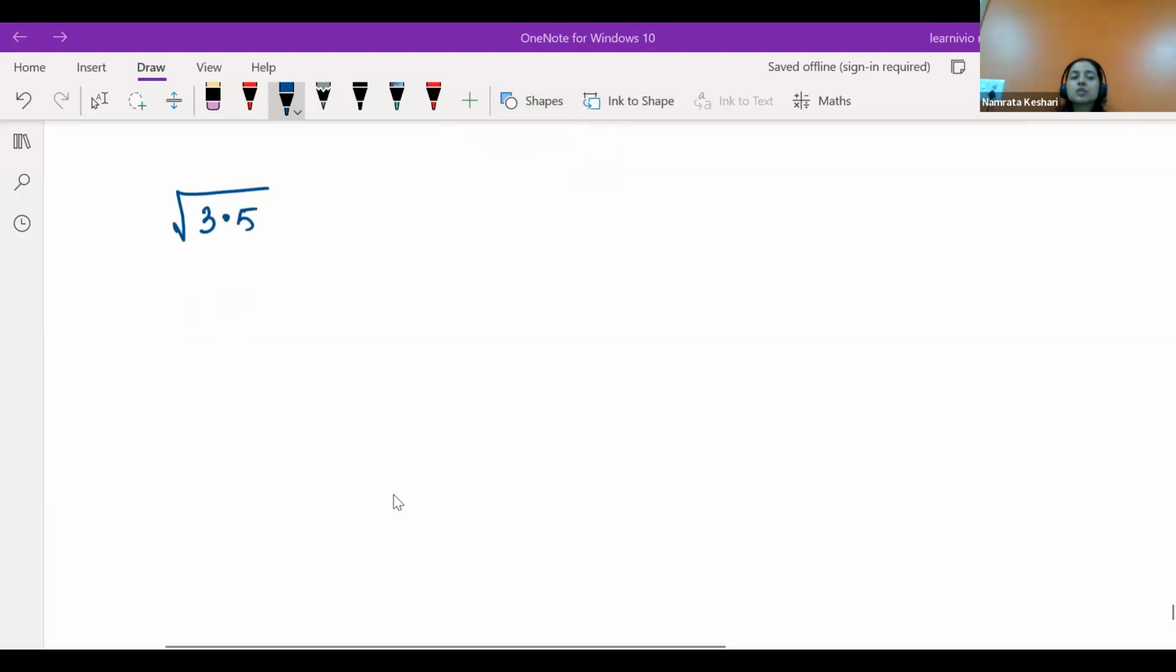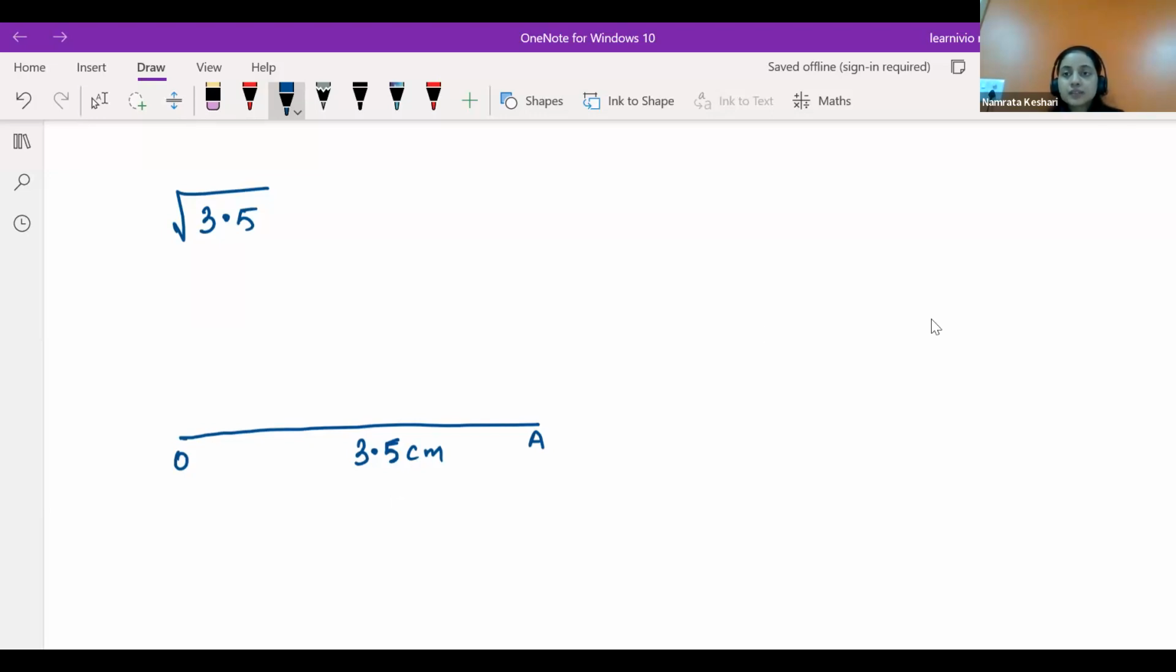Let's continue with this root 3.5. Everyone is having the scale. Let's draw a straight line, let's say OA of 3.5 centimeter. Done. Yes, ma'am.